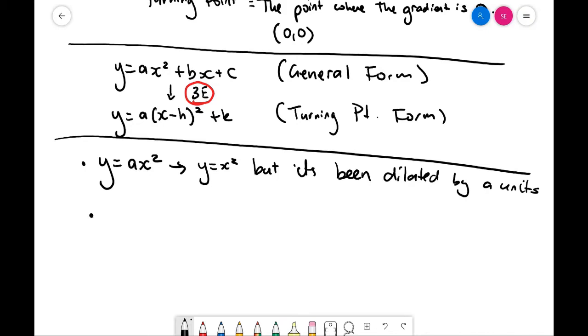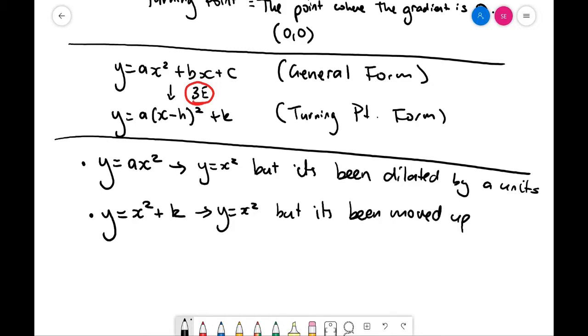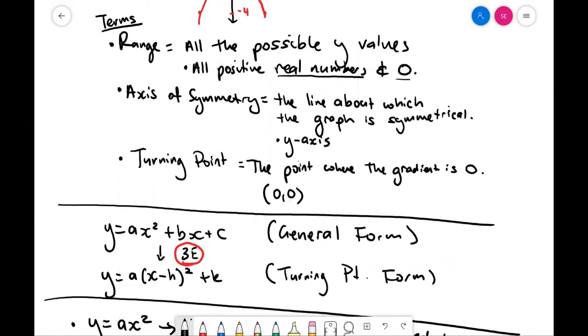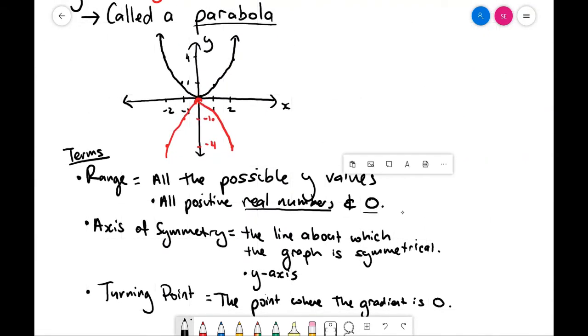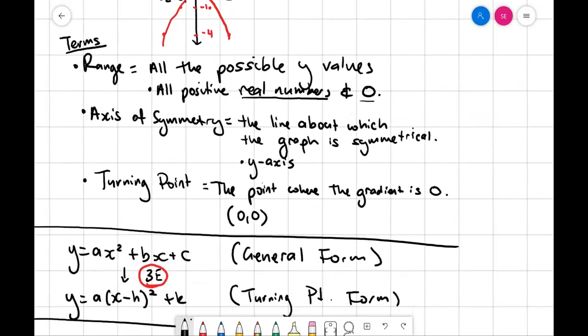Okay, and let's also look at what happens when we have y is x squared plus k. Well, that's just the same as y is equal to x squared, but it's been moved up by k units. So it's the same parabola as we had before, but it's just been moved up or down by k units.